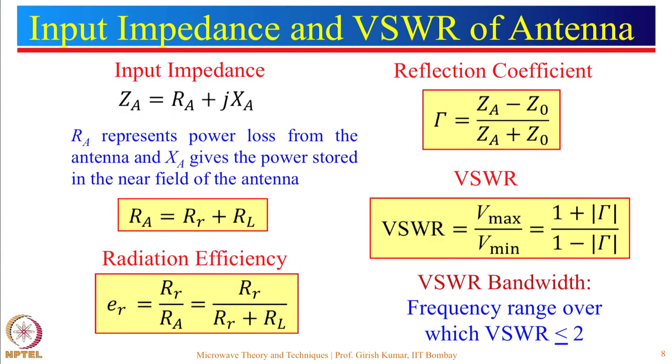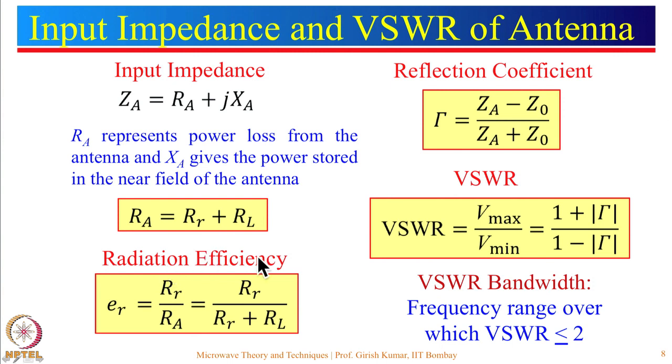Let's now look quickly at input impedance and VSWR of antenna. These things have been covered earlier also, so let's just go through it quickly. So input impedance can be RA plus JXA, where RA represents power loss from the antenna and XA gives power stored in the near field of antenna. Now RA can be divided into two terms. One is RR, second one is RL. RR is the useful resistance which represents radiated power from the antenna, RL represents losses in the antenna. These can be conductor losses or dielectric losses.